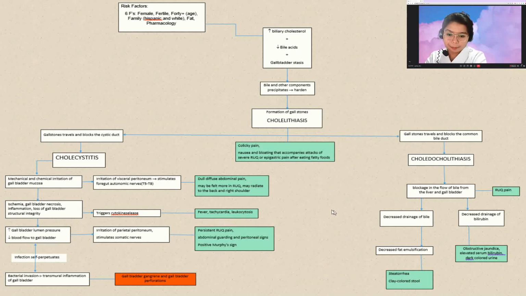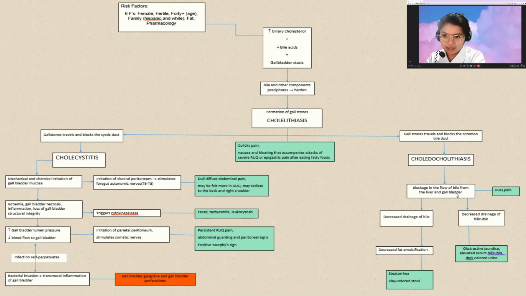Now, let's move to another scenario. What if the gallstone travels to the common bile duct? Now, this becomes choledocholithiasis. What happens in choledocholithiasis, you may ask? There is blockage in the flow of bile from the liver and gallbladder.